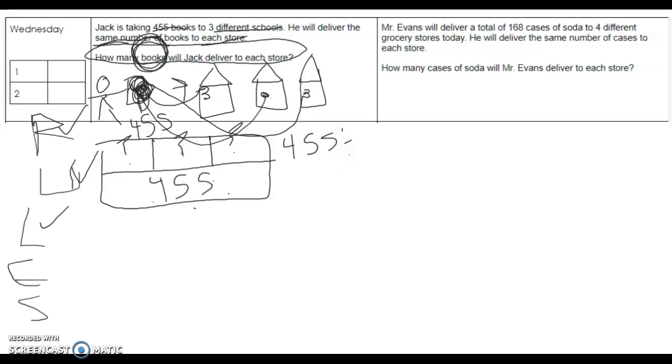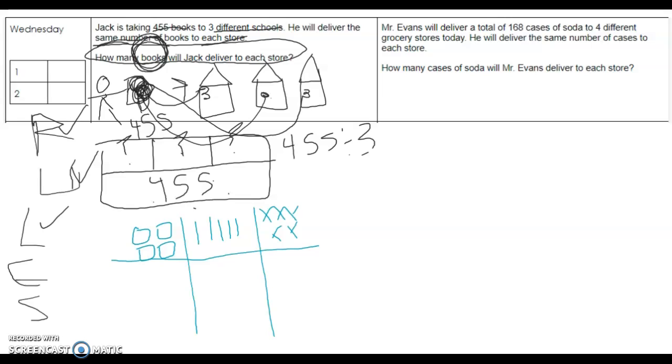So we're going to do 455 divided by 3. Okay, so I'm going to change the color of my pen so you can see it. All right, so you guys remember how to do this? So we're going to draw out our 400s, or our total, 4 hundreds, 1, 2, 3, 4, 5 tens, 1, 2, 3, 4, 5, and 5 ones, 1, 2, 3, 4, 5. Separate them out, and I'm putting that into 3 groups. 1, 2, 3.